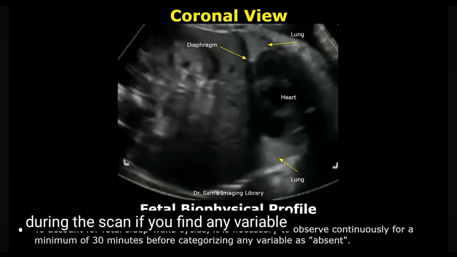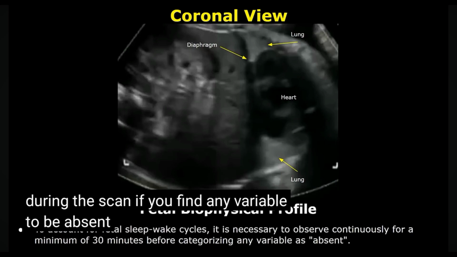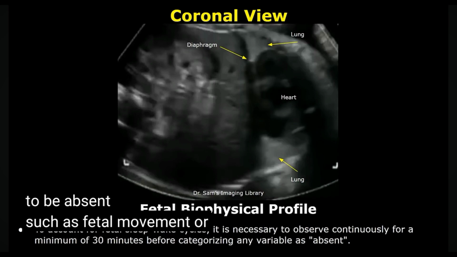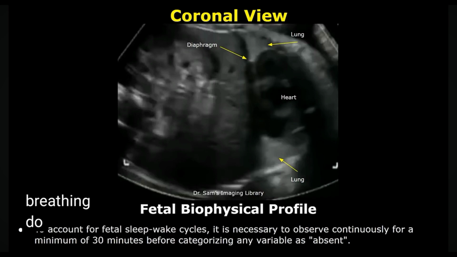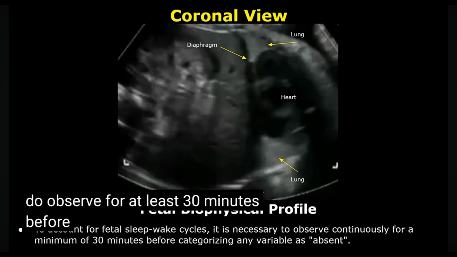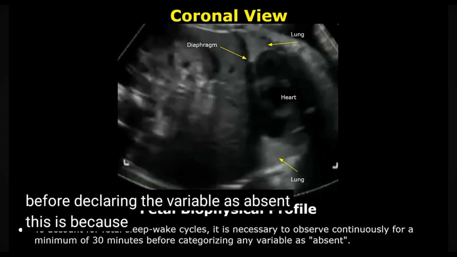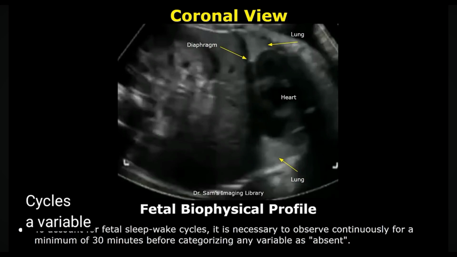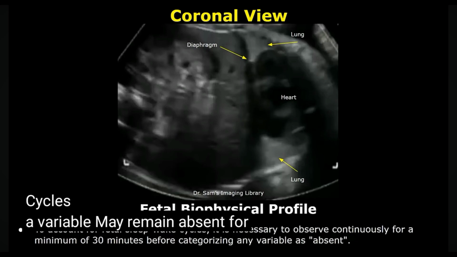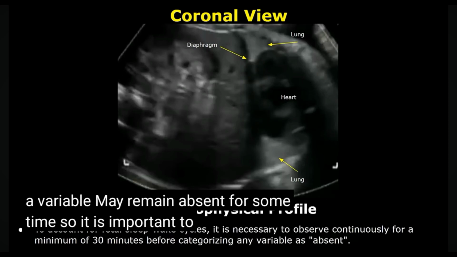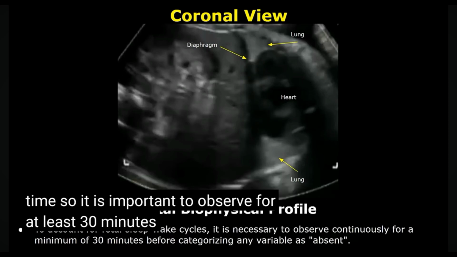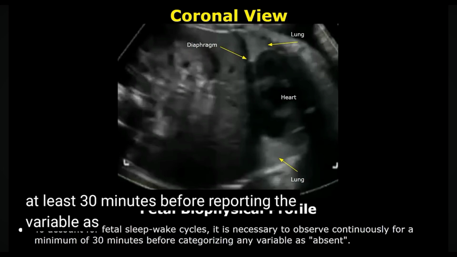During the scan, if you find any variable to be absent, such as fetal movement or fetal breathing, do observe for at least 30 minutes before declaring the variable as absent. This is because of fetal sleep-wake cycles. A variable may remain absent for some time, so it is important to observe for at least 30 minutes before reporting the variable as absent.